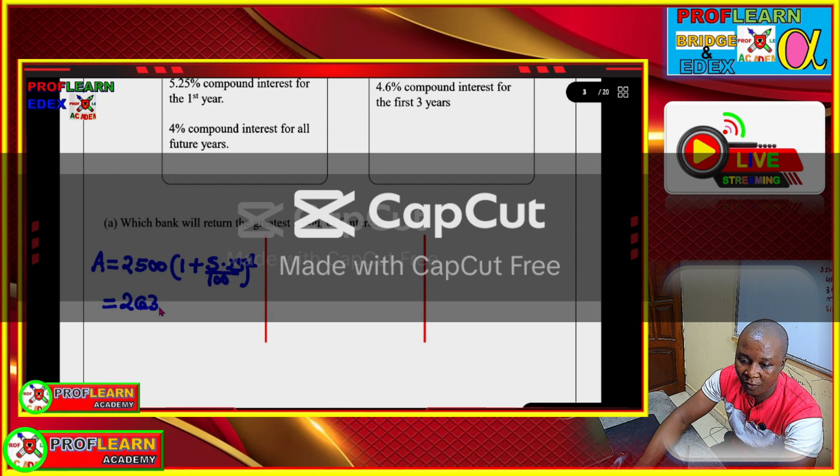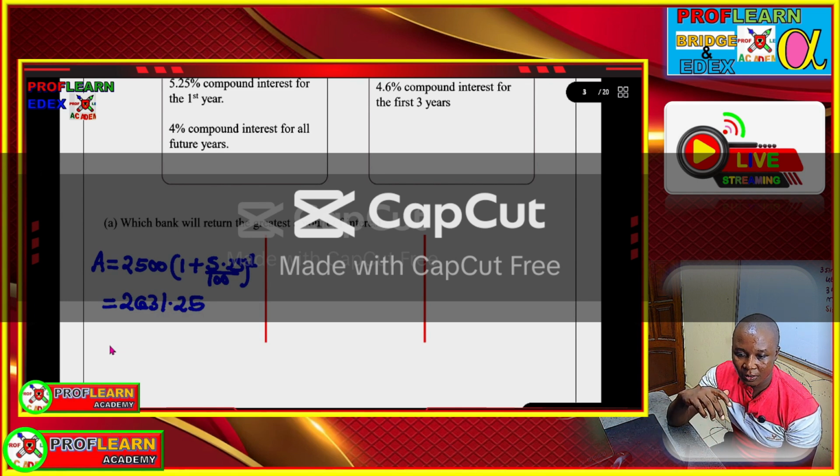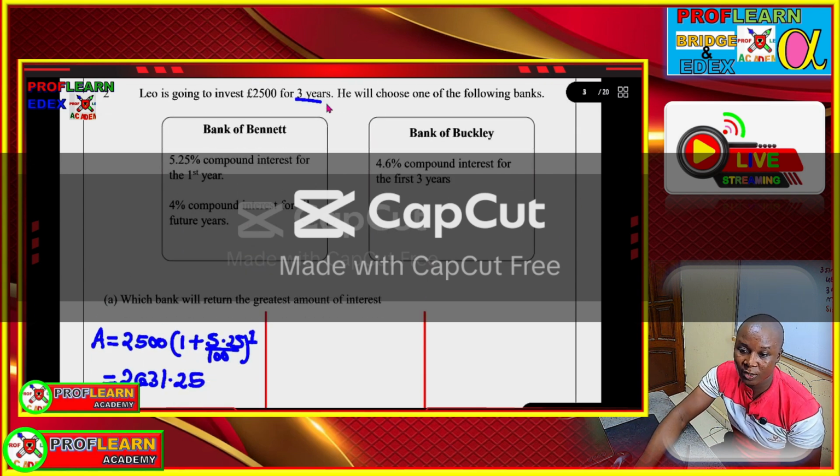So we are going to have 2,500 pounds invested. So in the first bank, we are going to say it is 2,500 times 1 plus 5.25 over 100 raised to power 1 for 1 year, and then the amount is going to translate to that. Then for the 2 remaining years, we shall be using the new amount as our new principal.